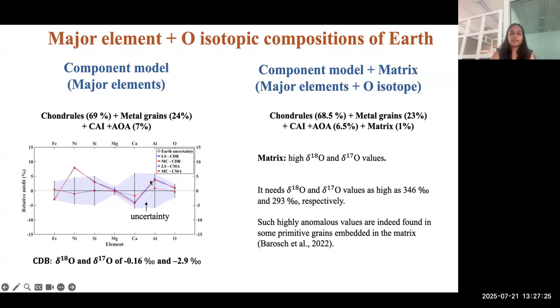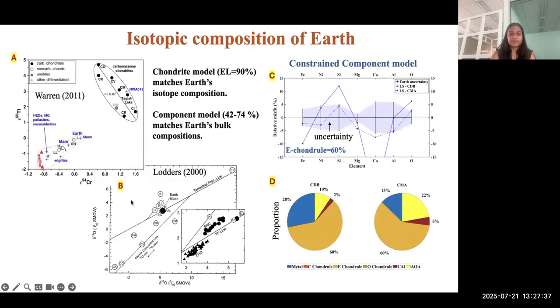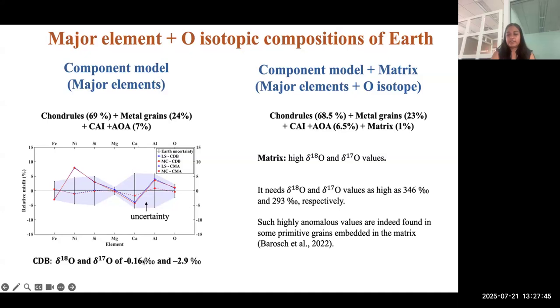Because this model that works, my best fitting chondrite model that works for major elements, gives the isotope values of Earth to be way less than Earth itself. Earth is here, which is like 5 and 2, but my model is lighter. It predicts lighter oxygen isotope values for those models. Therefore, I also need some positive input to compensate for that, right?